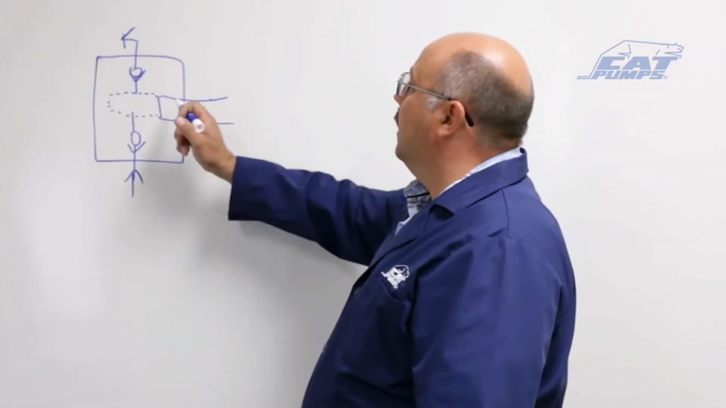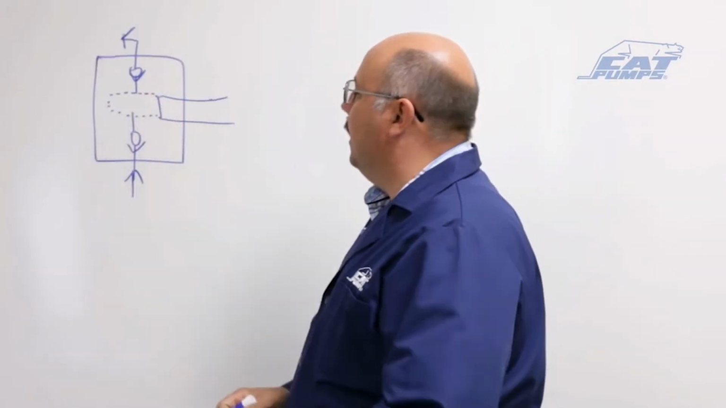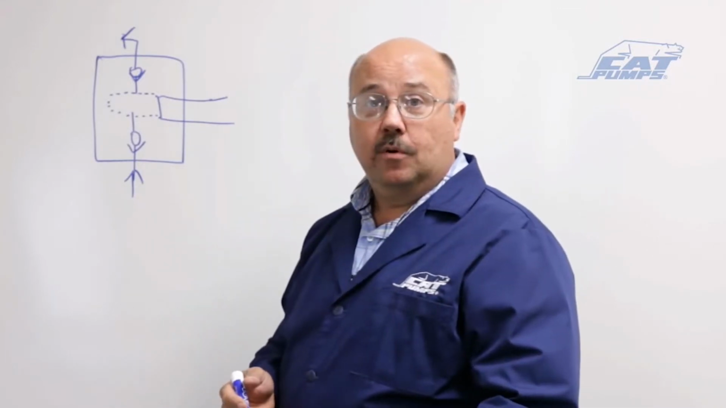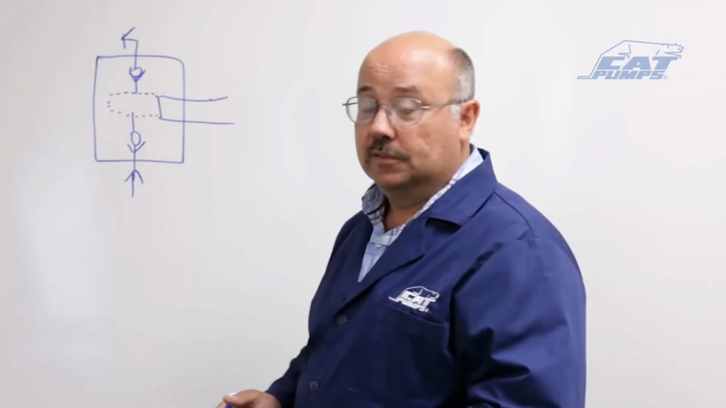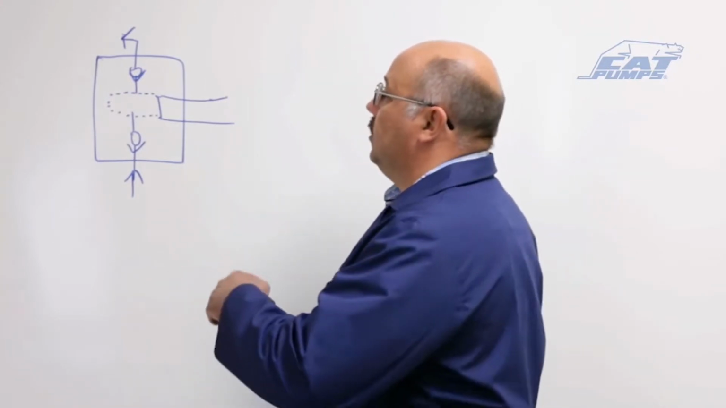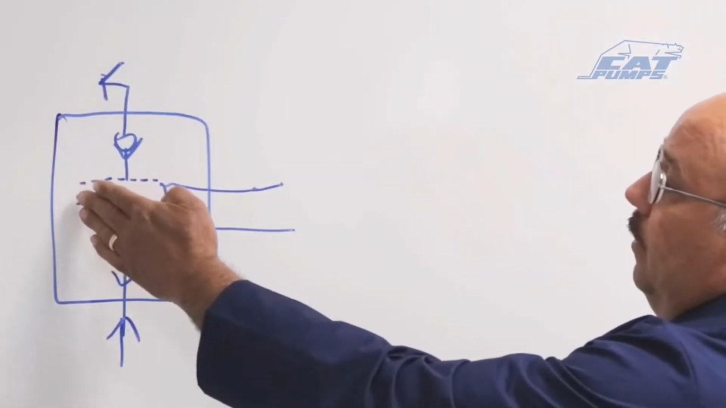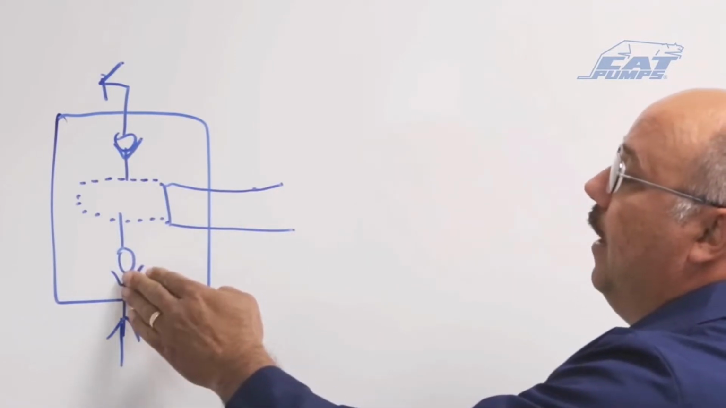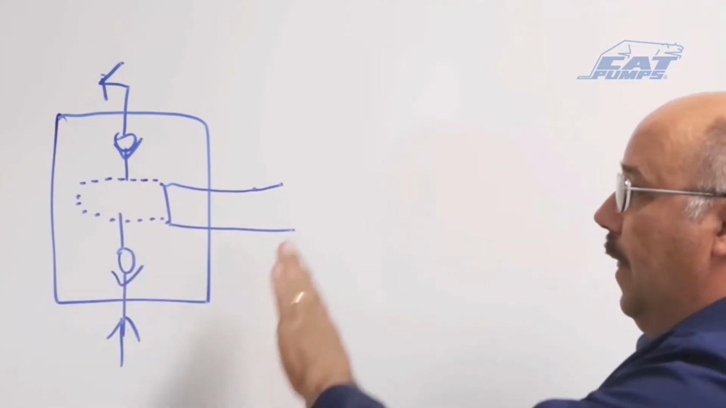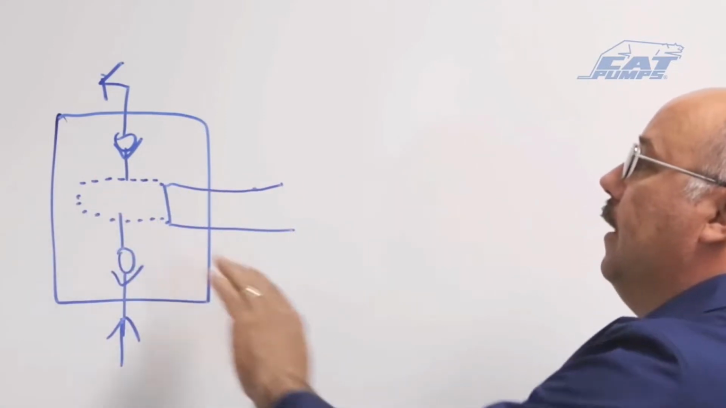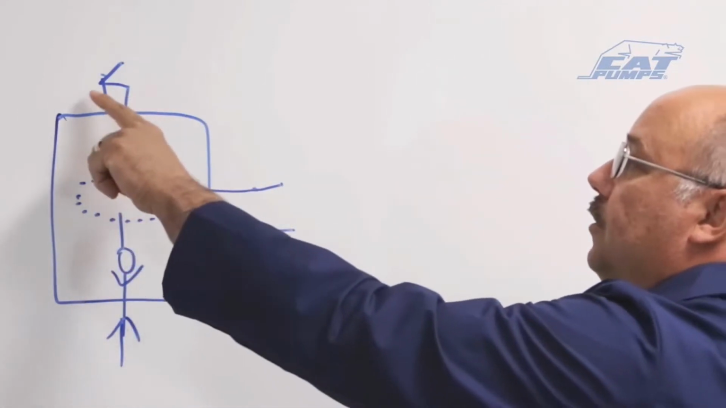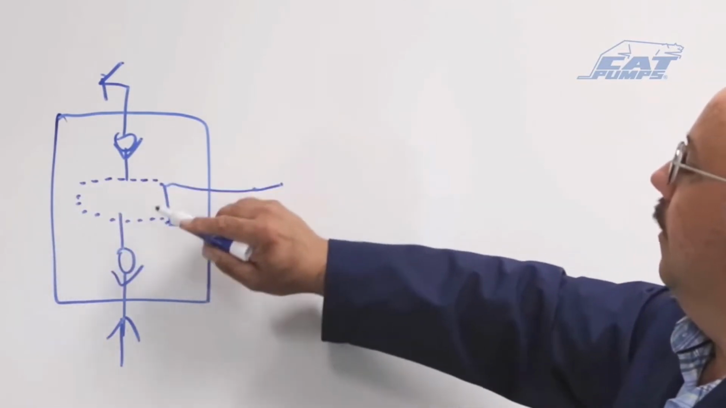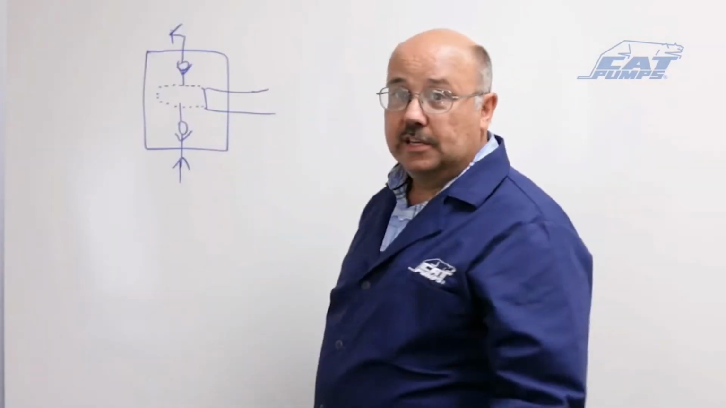Now this chamber that I've outlined with a dotted line represents the volume of the pumping chamber, or the displacement of the pump with one cylinder. So each time the plunger retracts, liquid is drawn up through the inlet valve into the pumping chamber. Then when the plunger goes forward, it pushes the liquid out the discharge valve. And this volume of liquid is called the displacement of the pump.